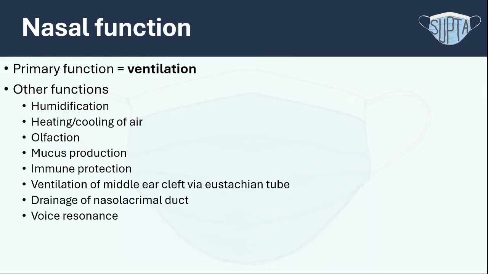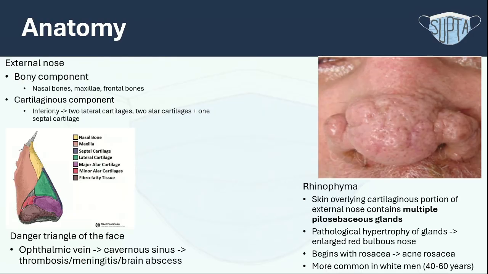So in terms of the anatomy, you have the external nose, you have the bony component with the nasal bones, the maxilla, the frontal bones, and you have a cartilaginous component. That's inferiorly with 2 lateral cartilages, 2 alar cartilages, and 1 septal cartilage. So you can see here in the image all the anatomy of the nose and the way the cartilages overlap with each other.